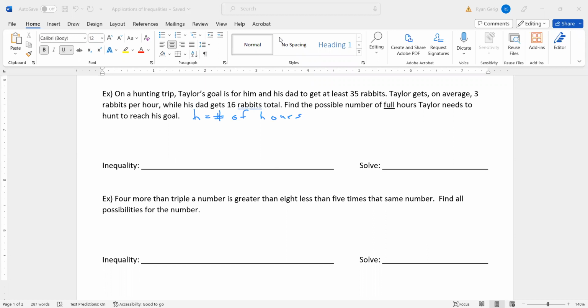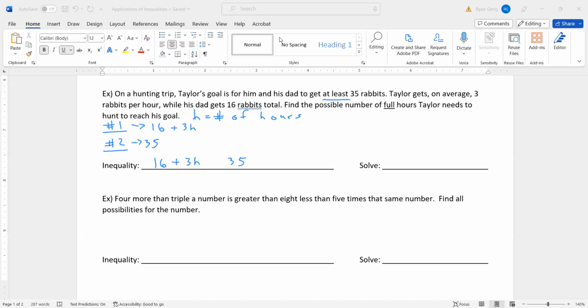35 is the goal. That's expression number 2. So expression number 1 is actual. Expression number 2 is goal. So the goal is 35. The actual, well, his dad got 16. He knows that. His dad's going to get 16. Taylor's got to cover the rest of that. So plus, but he gets 3 per hour. And we're looking for how many hours it's going to take to get to 35. So there's my 2. So 16 plus 3H and 35.